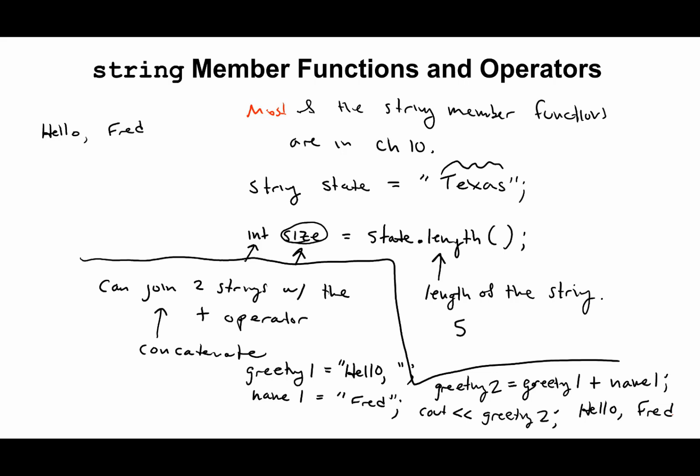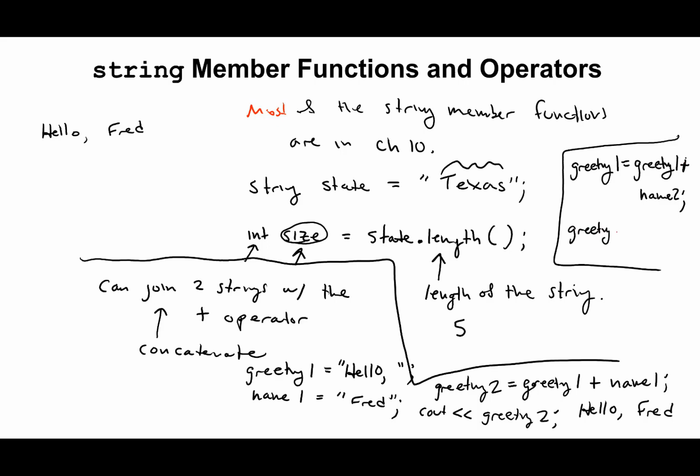Another thing that's kind of cool is we can use this combined operator. Let's say we have greeting 1 is equal to greeting 1 plus name 2. Like let's say we have a greeting and we're adding something to it. We can write this as greeting 1 plus equal name 2.